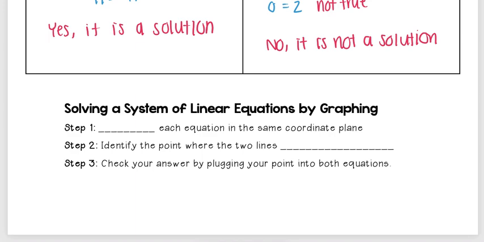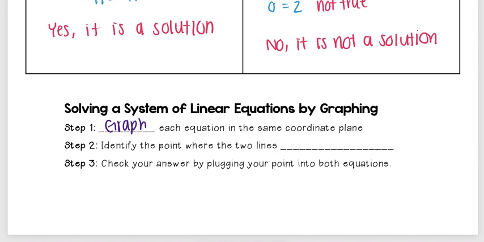Okay, so we can actually solve a system of linear equations by graphing it. When I say solve, that means I can find the point that satisfies both equations, just like what we did in that first video. The steps to do that: first, I'm going to graph each equation.